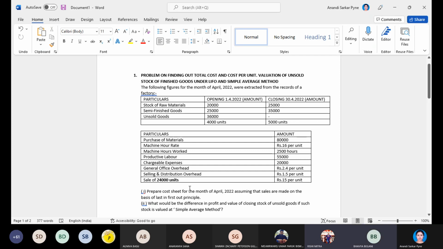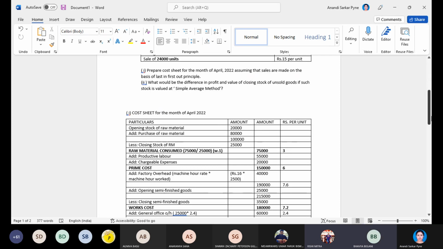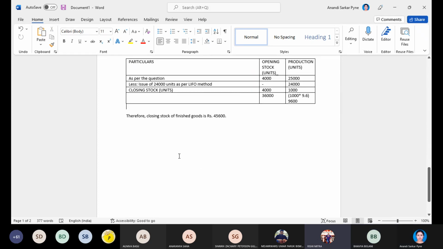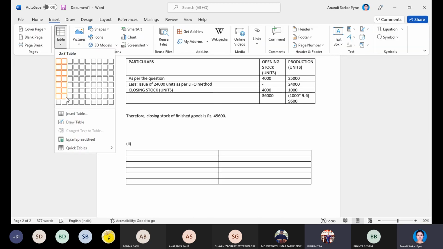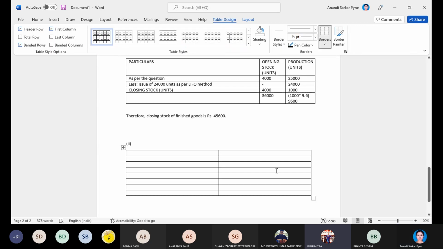Ma'am, can you please show the calculation and that will be easy actually. Absolutely. I'm showing you the calculation. So this will be part 2. So create particulars and amount column, cost of production, sorry, we need another column for cost per unit.